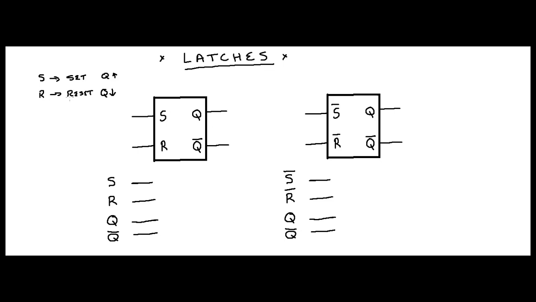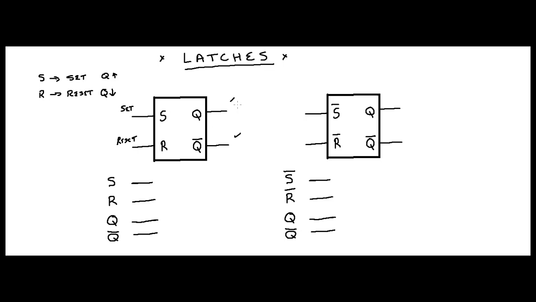Alright, now let's look at these outputs. Here's your set, here's your reset, and here are your outputs. This obviously is Q, and this is Q bar, right? Now Q bar, basically from its name, suggests that whatever Q is, if Q is a 1, Q bar is going to be the complement of it. So it would be 0 and vice versa, right?